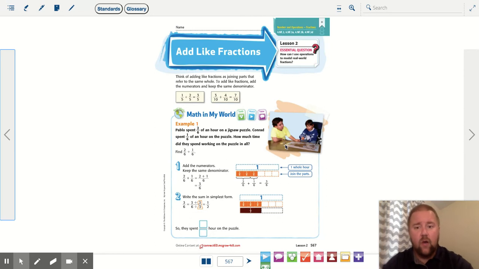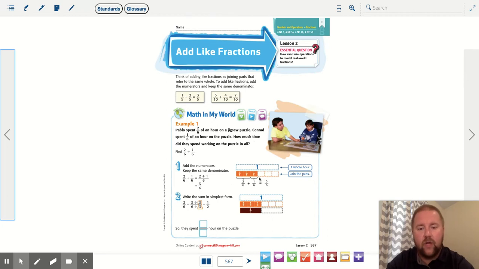Okay, so down here there's an example. It says Pablo spent 2/6 of an hour on a jigsaw puzzle, and Conrad spent 1/6 of an hour on that same puzzle. How much time did they spend working on the puzzle in all? So you hear in all, right? So we're going to be adding.